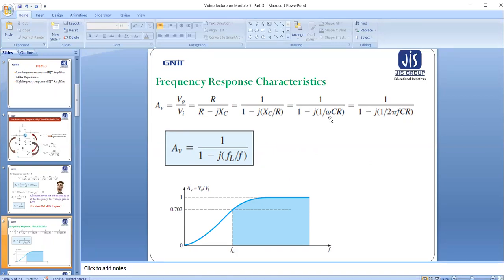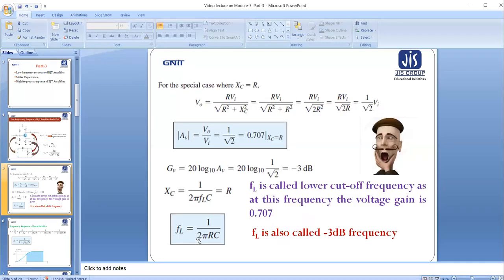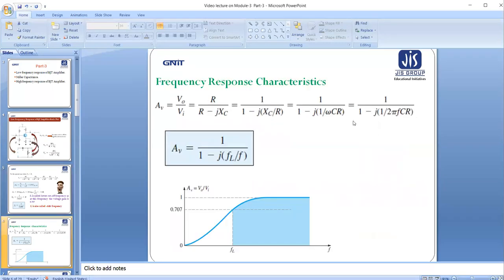Omega is converted to 2 pi F. Therefore, AV in terms of a complex quantity becomes 1 by 1 minus j, 1 by 2 pi FCR. If we segregate this F and the 2 pi CR term, it can be written as AV equals 1 by 1 minus j FL by F, where FL, as we have already reduced, equals 1 by 2 pi RC. So 1 by 2 pi RC means the FL. So we can say 1 by 1 minus j FL by F.